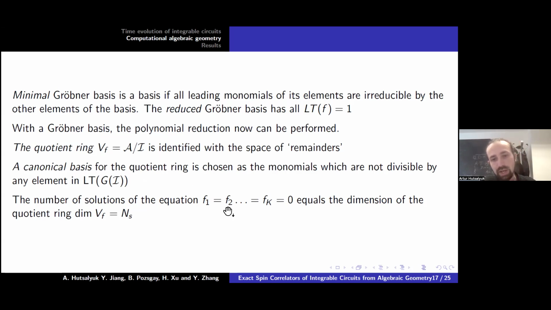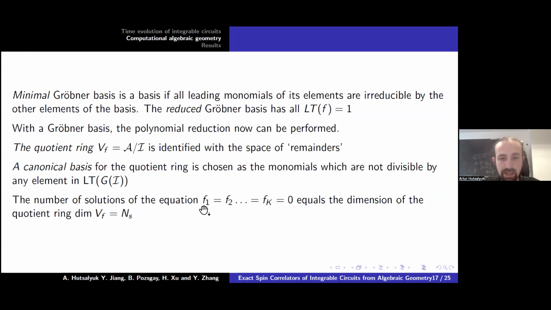And then there is a very important theorem. Okay, so f1, ..., fk, as we say, is a basis of our ideal. If we define f in this way, then there is a theorem that the number of solutions of this system of equations is equal to the dimension of this quotient ring.